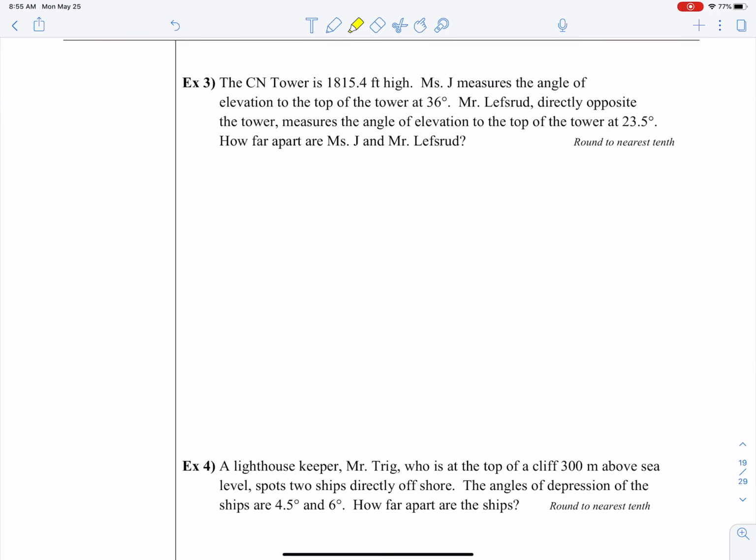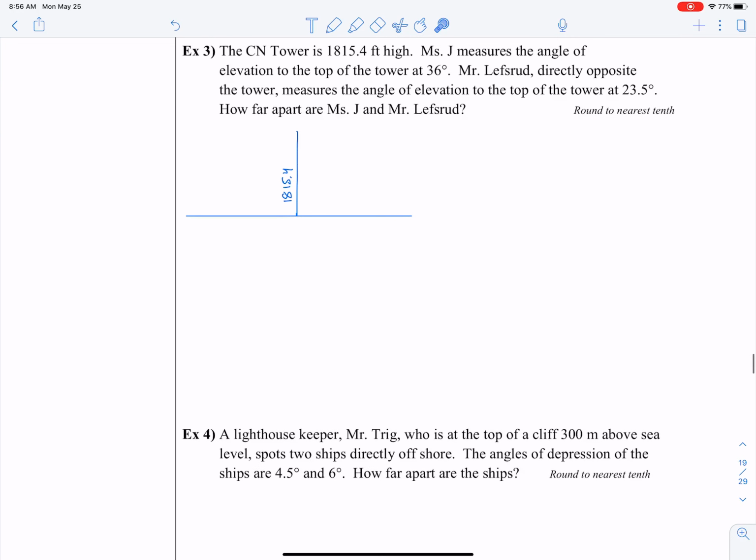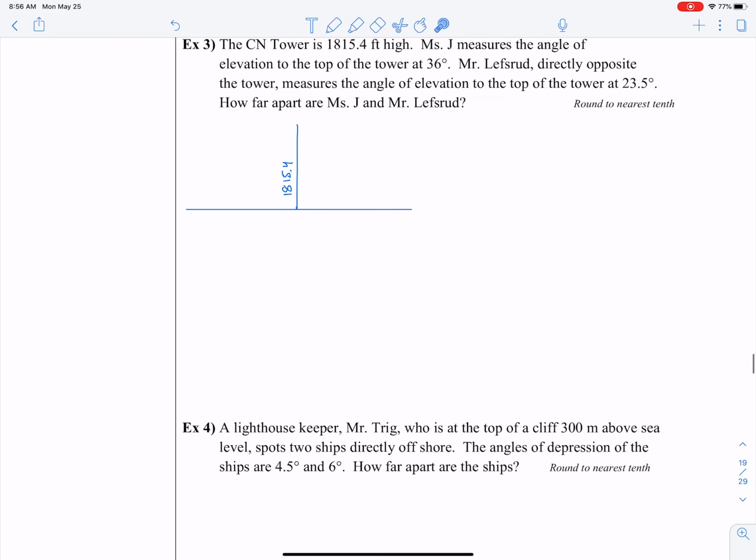The CN Tower is 1,815.4 feet high. All right, so let's draw some ground. Let's draw a tower. And it says it is 1815.4 feet high. All right. Miss J measures the angle of elevation to the top of the tower as 36 degrees. Mr. L, directly opposite the tower, measures the angle of elevation to the top of the tower as 23.5.